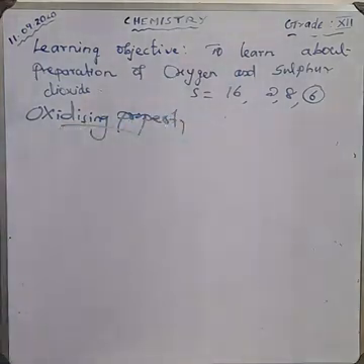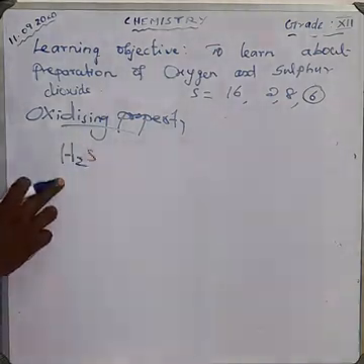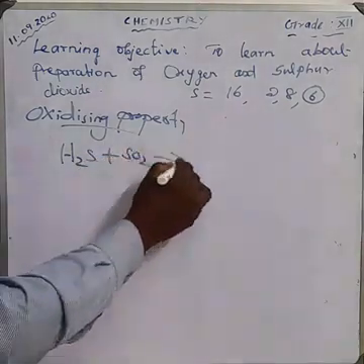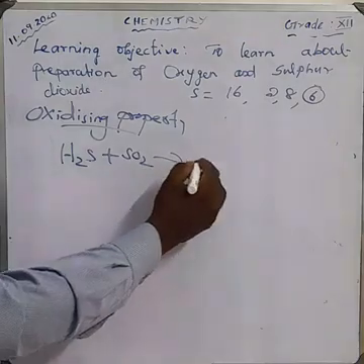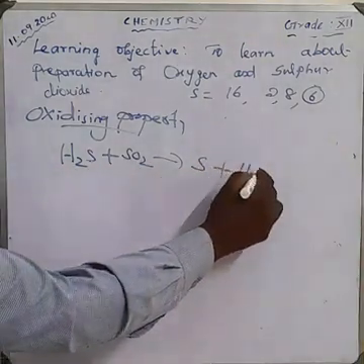Oxidation property of sulfur dioxide. Here we are taking hydrogen sulfide. The formula for hydrogen sulfide is H2S. On reacting with sulfur dioxide, we get sulfur. This sulfur combines, and hydrogen combines with oxygen to form water.